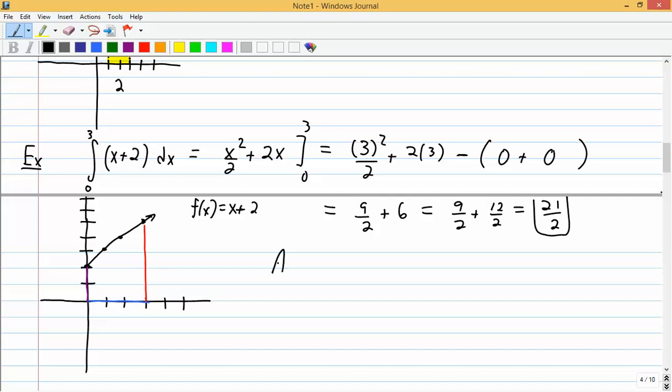Using geometry, you can figure out the area of a trapezoid by saying 1/2 times the height times base 1 plus base 2. And if you do that, 1/2 times the height is what? See, this height is what? 2. This height is what? 5.